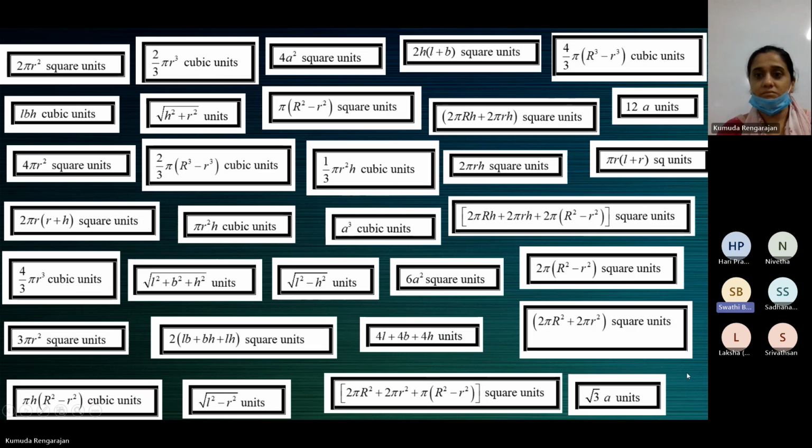Total length of the edge in a cuboid or cube. Total length of the edge? The edge in cube, ma'am. Cube, very good. The length of all the edges of a cube.